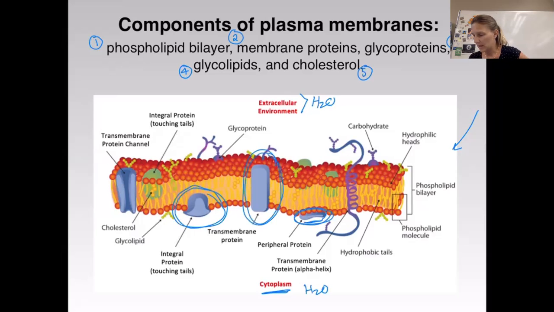We also will see glycoproteins. The way to identify a glycoprotein is that they have carbohydrates attached, and you can see those carbohydrates attached here. Then we also have what are called phospholipids.